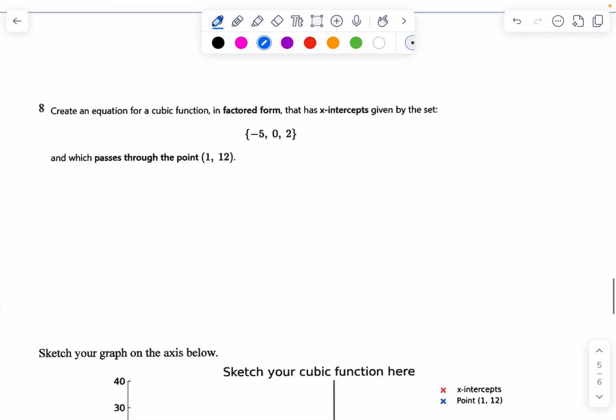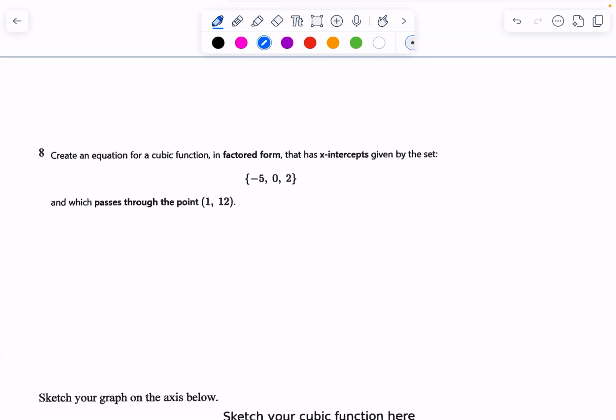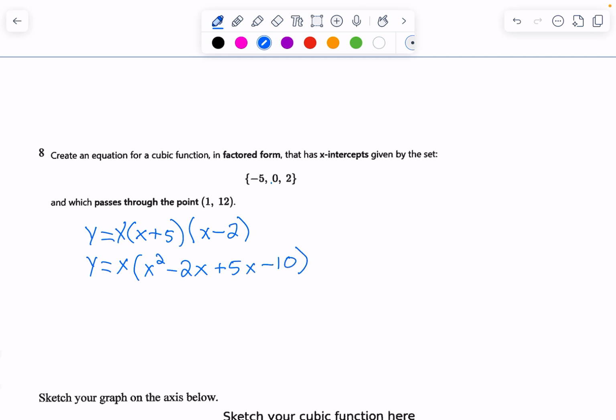Now it's the same as before, right? Create for a cubic function in factored form the y-intercept. So we have y is equal to, we're going to turn these into factors, x plus 5. Again, I'm going to put this x out here, only because I like to, we're going to multiply that last. And then we have x minus 2. All right, so y is equal to x times x squared minus 2x plus 5x minus 10. All right, so y is equal to x.